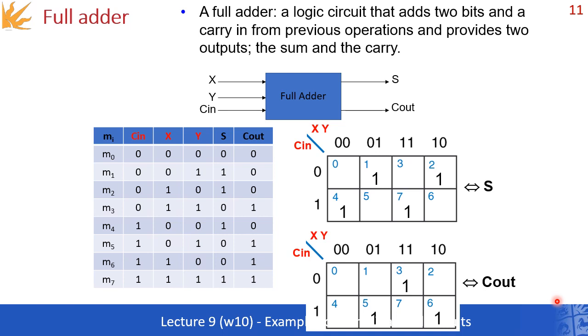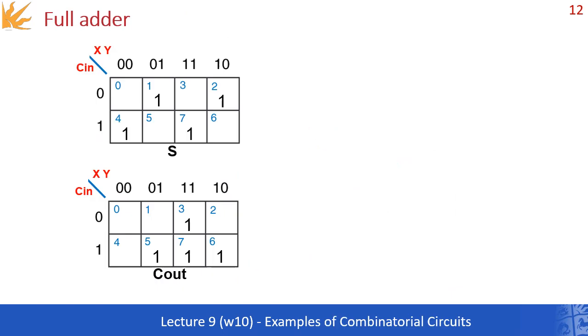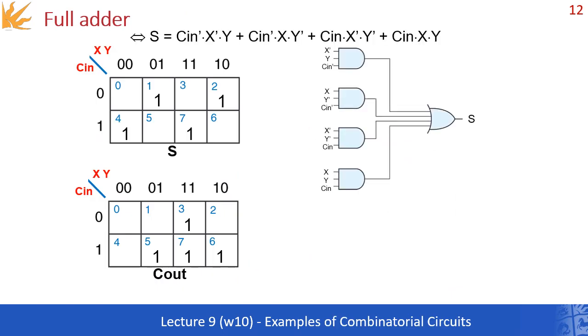Minterm 5, 6, and minterm 7. So having that done, we can, of course, minimize the S function. As you can see, one interesting thing here for S is that each and every single bit creates a group on its own. Therefore, the minimized S function is what you see over here. It's the logic sum of all the minterms that we have in the table.